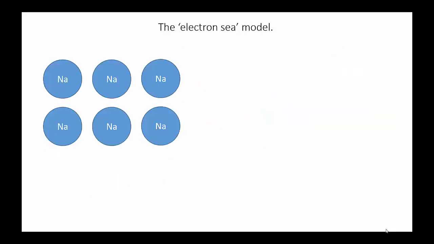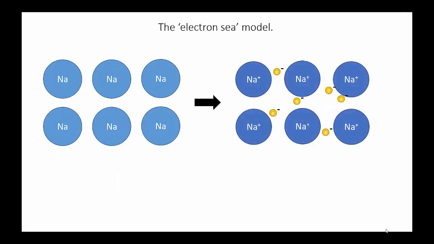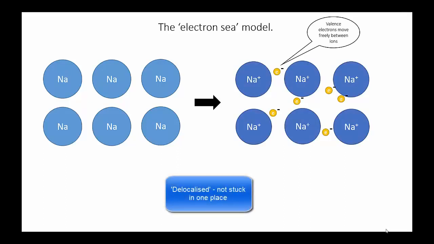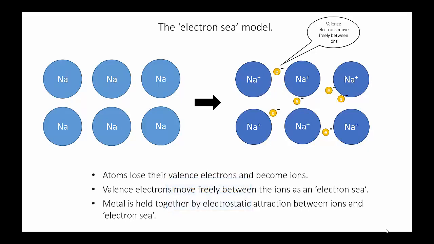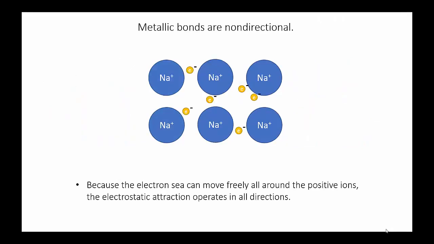When metal atoms are close to one another, they no longer behave like neutral atoms. Instead, the valence electrons can leave their parent atom and move around, forming a sea of delocalized electrons between the atoms. Because each atom has lost valence electrons, it's now a positive ion. As a consequence, there's an electrostatic attraction between the metal cations and the sea of negatively charged electrons. And because the electron sea is able to move freely all around the metal cations, we say that this form of bonding is non-directional, because the electrostatic attraction operates in all directions.